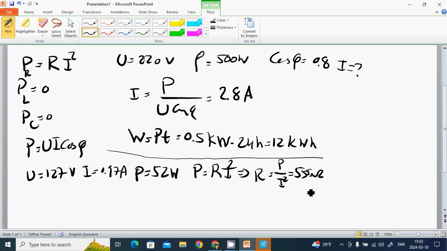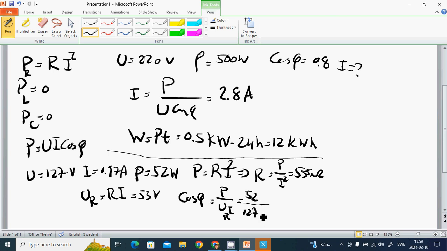And the UR equals RI, it is 53 volt. And the cosinus phi equals, from this, P divided by U I, and it is 52 divided by 127 multiplied by 0.97, and it is 0.42 is the value.